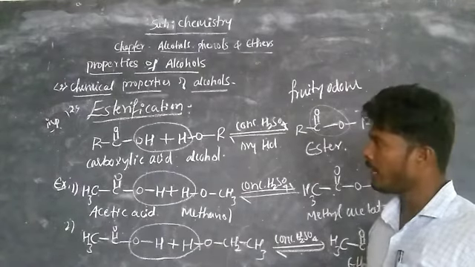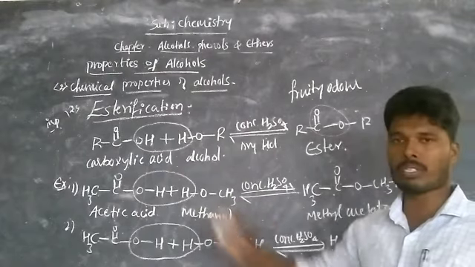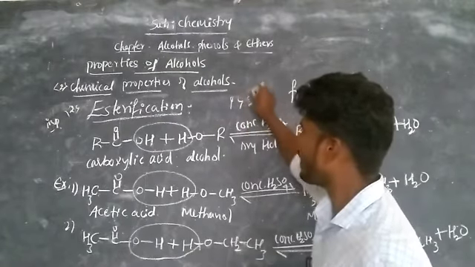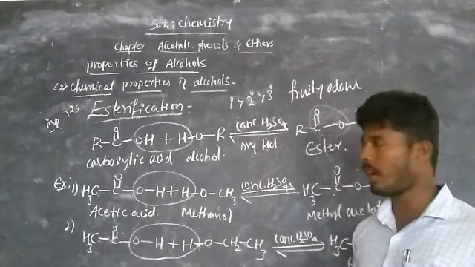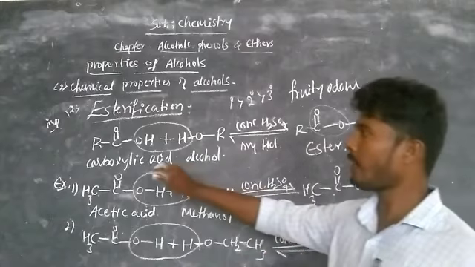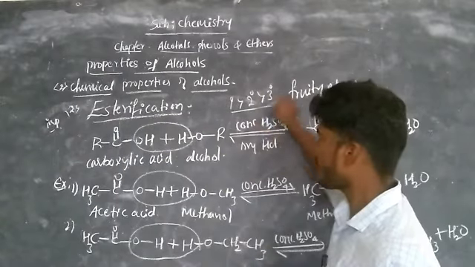Then the order of reactivity of alcohols towards the esterification: primary alcohol is more reactive than secondary alcohol and tertiary alcohol. This is the order of reactivity of alcohol towards the esterification, and similarly the order of reactivity of carboxylic acid towards the esterification is also the same order.